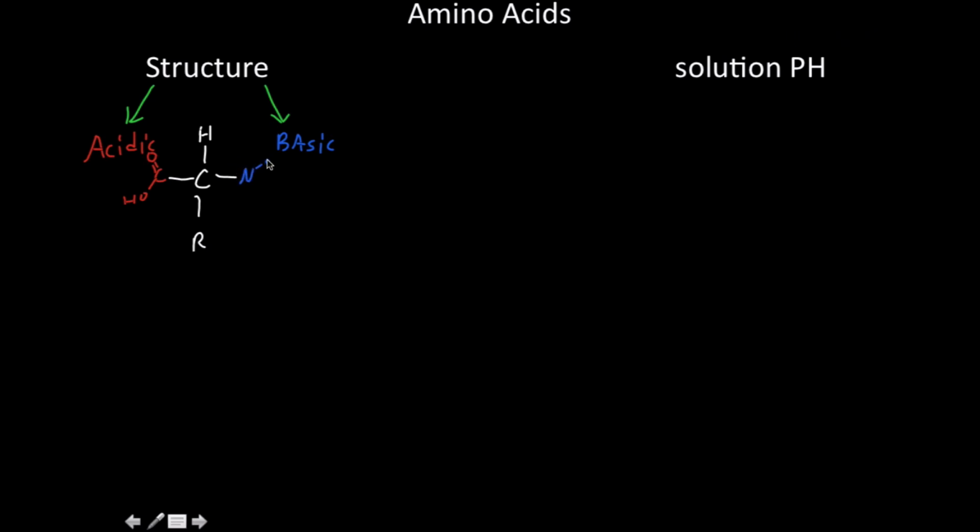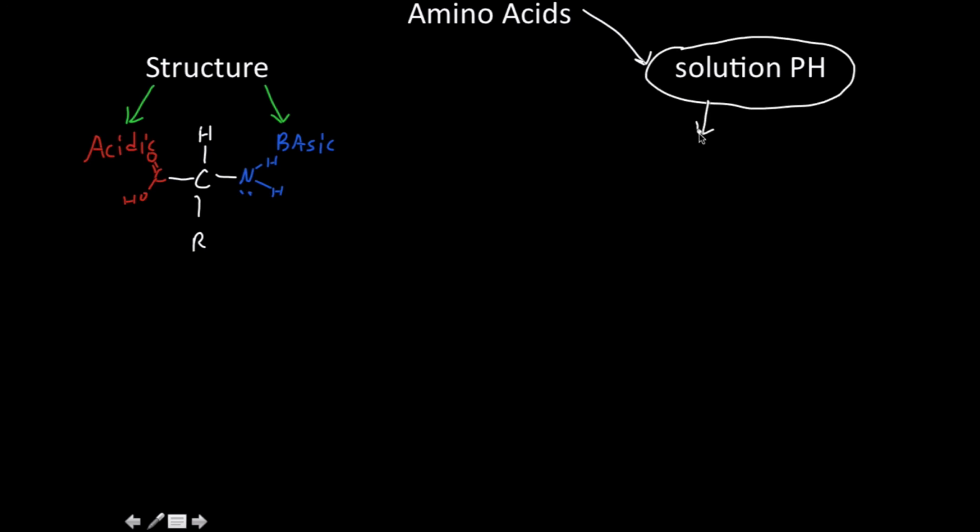Because there's actually a lone pair on that nitrogen, it makes it a very good Lewis base. Now, let's say that we put this under some type of reaction. Because it has both acidic and basic properties, the solution pH can totally determine the conformation that it's in. So let's just talk about the solution pHs.